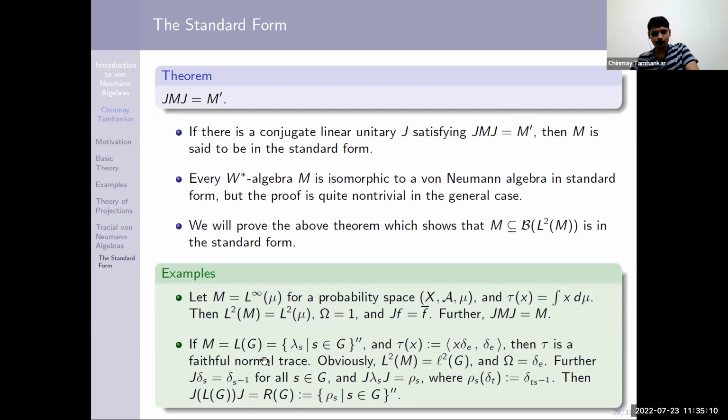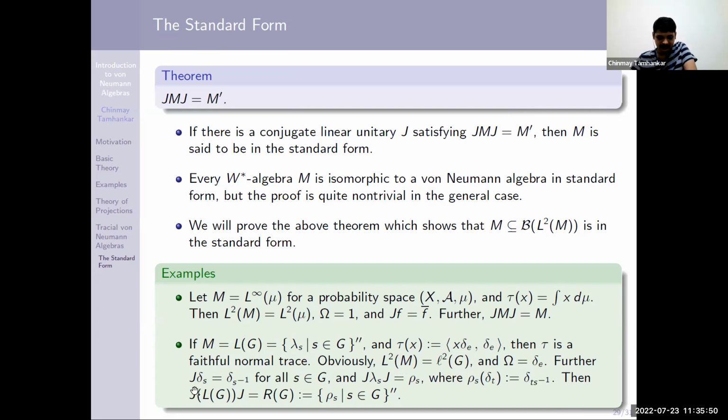And if M is the group von Neumann algebra, which is given by these left regular representations, we can define a trace on the group von Neumann algebra by tau of x is the inner product of x delta e with delta e. And this will become a faithful normal trace. And by the uniqueness of the GNS space, we get that the GNS space of this trace is actually equal to this L2(G) itself. And so this means that this M was already defined to be in the standard form. And this omega will just be this delta e, the characteristic function of e. So e here is the identity element of G.